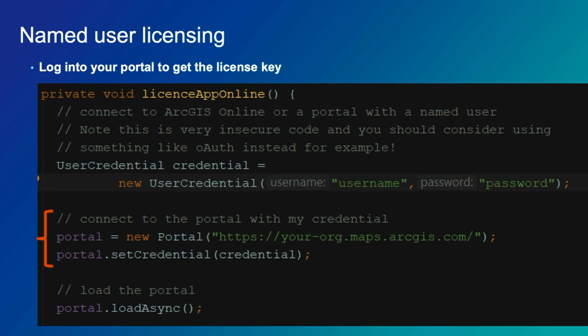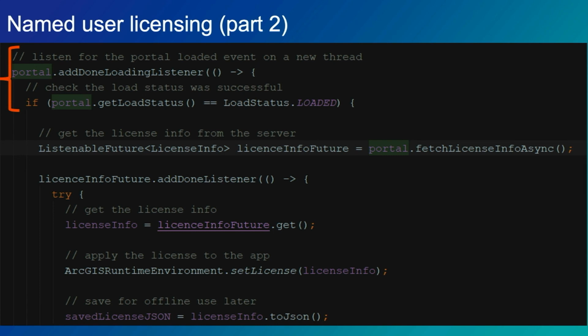So the idea is you will connect yourself to your portal, which has a specific URL, and you'll pass in a credential, and then you will asynchronously load that portal, and you will listen in to when that has changed state. So when you've got a done loading listener, the first thing you will do is check to see whether that has successfully loaded. Provided everything is well, you can then use the fetchLicenseInfo method on the portal class, which you listen into asynchronously again, because this is another HTTP call. And when you've finally got that back, you can get the license info from the future, and then that license info can be used inside the setLicense method of the ArcGIS Runtime environment.